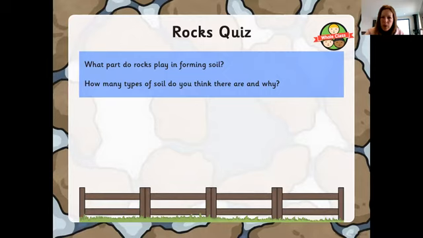Well, the first part we looked at last week, didn't we? Because we looked at the fact that when soil is being created and formed, part of that process is the little bits of rock that have been eroded away and worn down and then mixed with those other things that we talked about last week. So rotting plants, fungi, the air, the water, all mixed together to create the soil. So the rocks play quite an important part in the forming of the soil. So with that in mind, how many types of soil do you think there are and why?